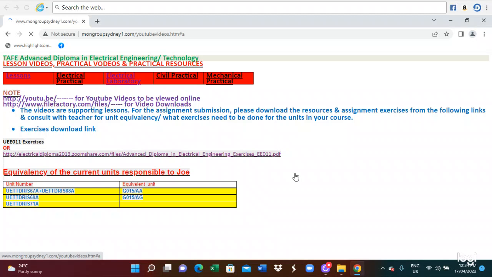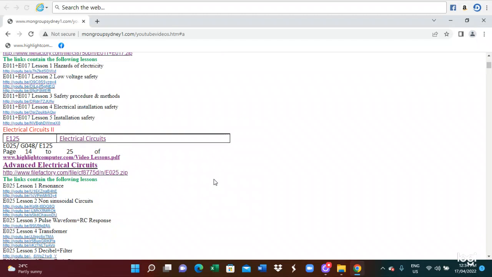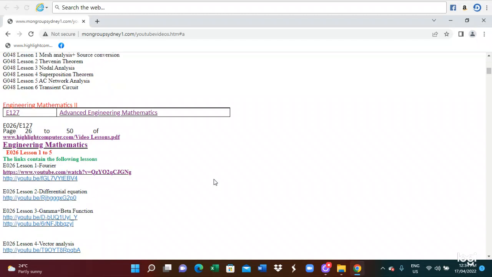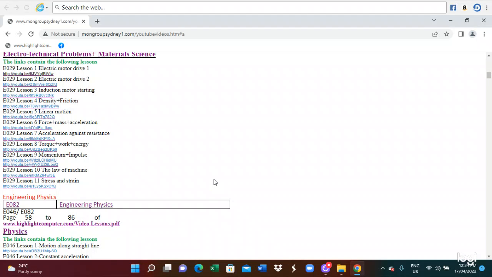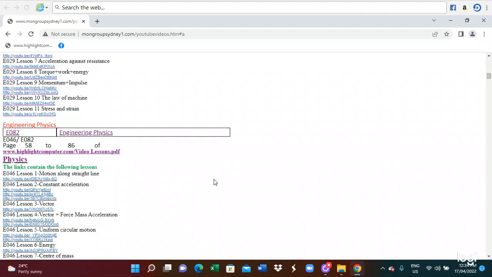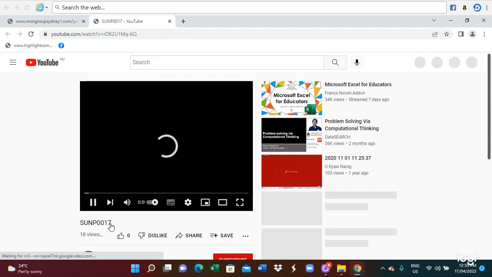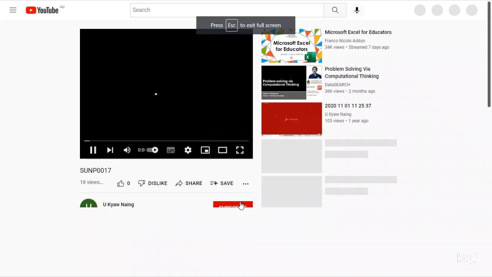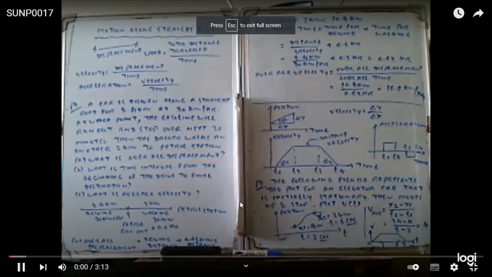Last week we finished at E029 electrotechnologies program. Now we continue to the next lesson. Now we are talking about engineering physics, the motion along a straight line.